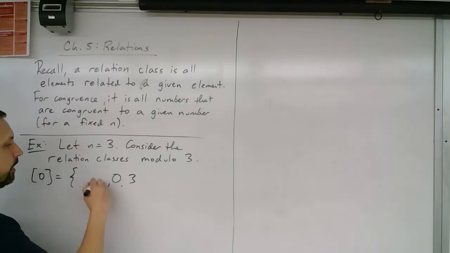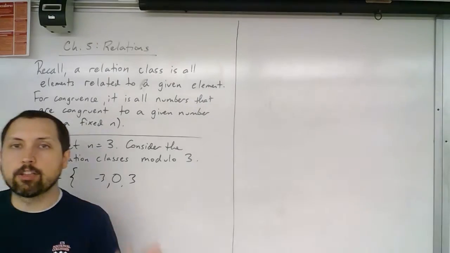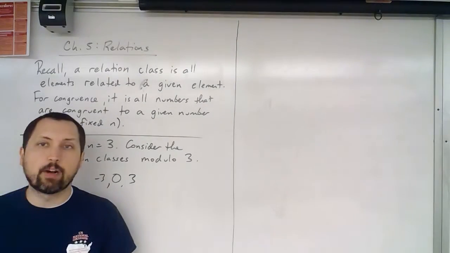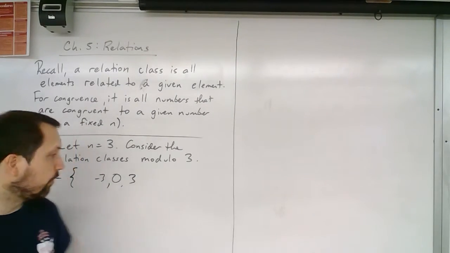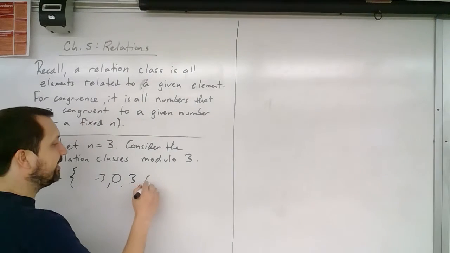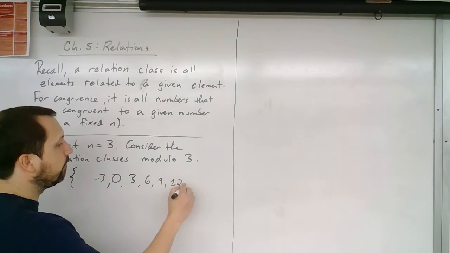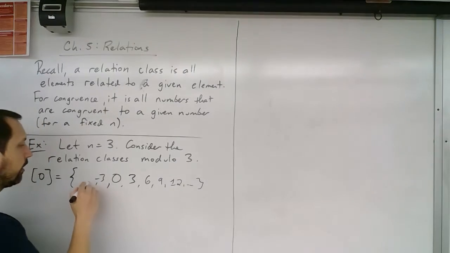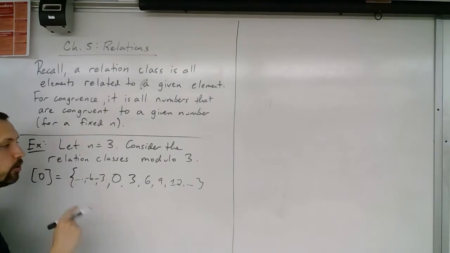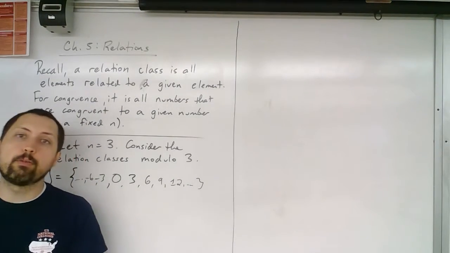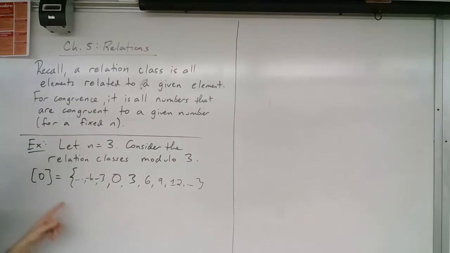By the same idea, we could also say negative 3 is also true, because we're looking at any integer, not just positive ones. We could also say 6, and 9, and 12, and so on and so forth. And in this direction, we also have negative 6, and so on. So we have all of these multiples of 3. That defines our relation class of 0.